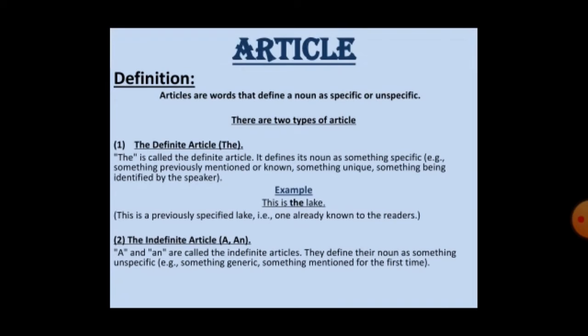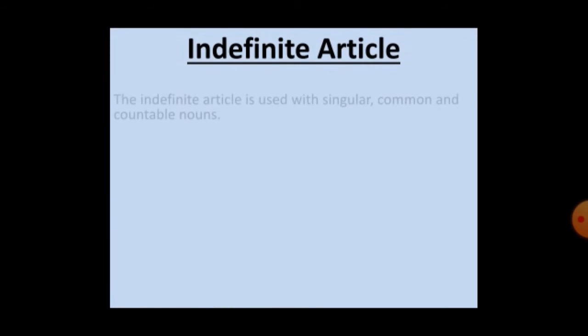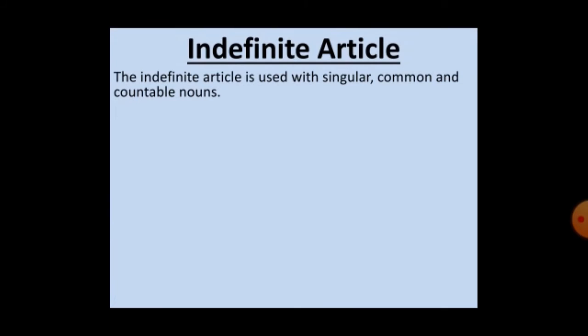The indefinite article is what? When we talk about a singular common word, there we use an indefinite article. So a and an are both indefinite articles. For example, this is a lake, so a shows what? Common. Okay, so here comes the indefinite article. Basically, indefinite articles are used for singular, common and countable nouns.